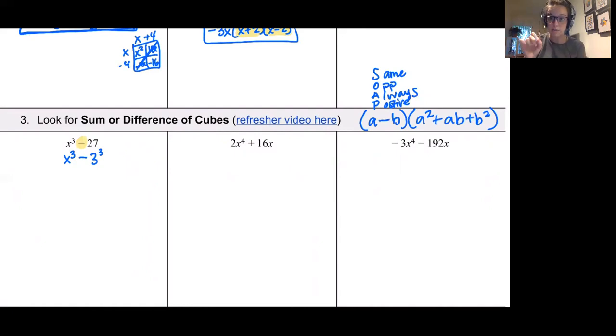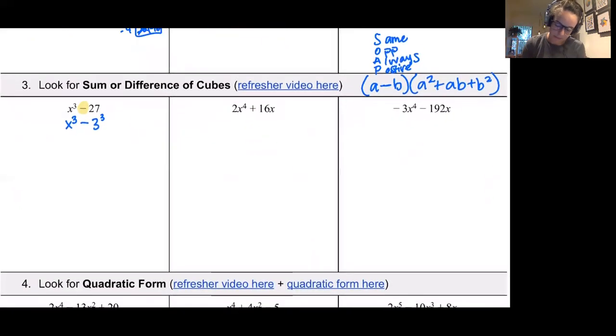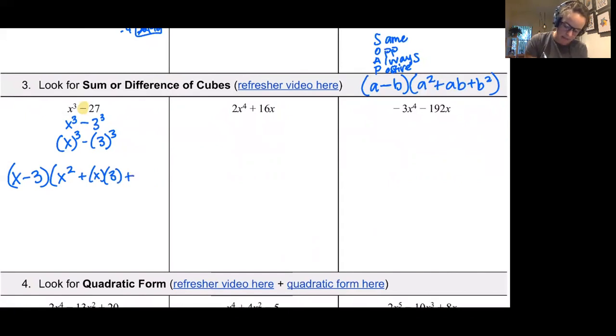Okay, so I'm going to use that formula in order to help me factor this part. I know this is x to the third, and this is 3 to the third. So x and 3 are going to be my a and b. So I'm going to have x minus 3, and then I'm going to have x squared plus x times 3, that's the ab part, plus 3 squared, right? Because that's b squared.